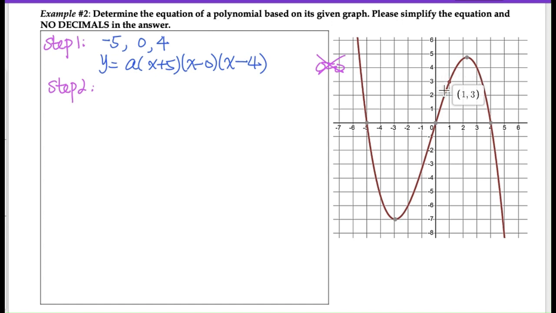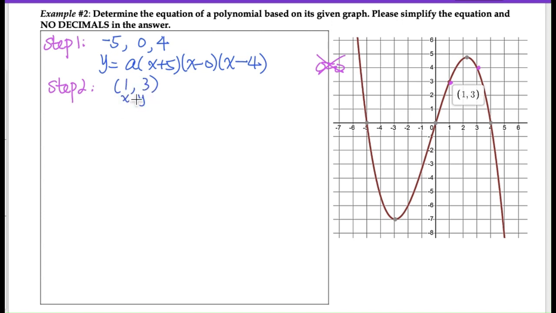Some students might wonder what kind of point is a good point. A point where you can read the coordinates clearly, like this point. The one labeled clearly is (1, 3). And if you notice, you also have another point, (3, 4), which is also a good choice. So you want to choose a point that has a clear location. So this time, I'm going to choose the point (1, 3).